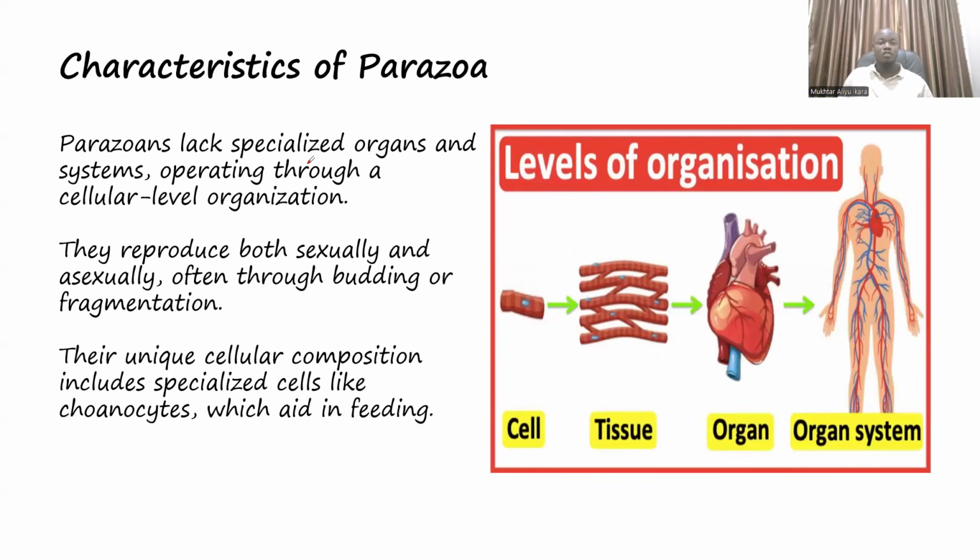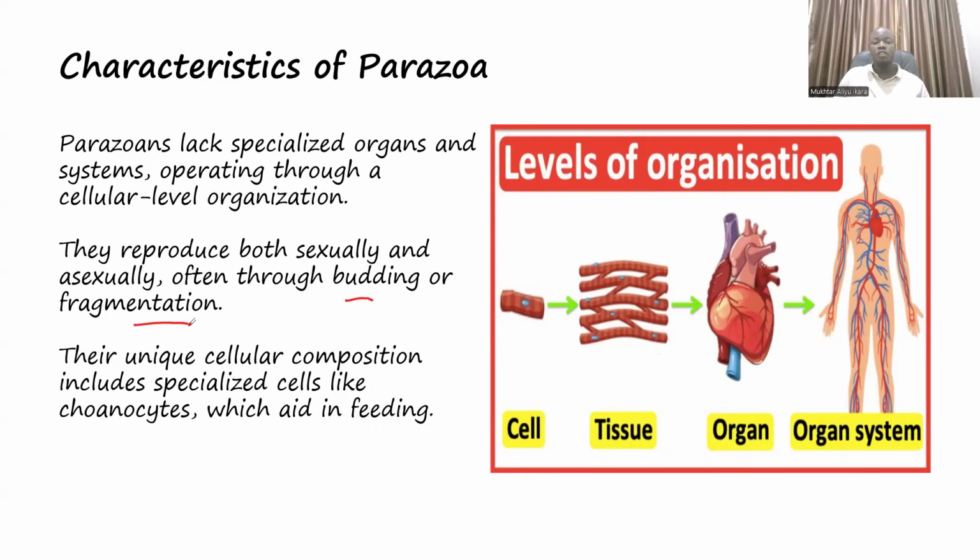So what are the characteristics of Parazoa? Parazoans lack specialized organs and systems, operating through cellular level organization. They reproduce both sexually and asexually, often through budding or fragmentation. That is, they can exhibit both sexual and asexual reproduction.